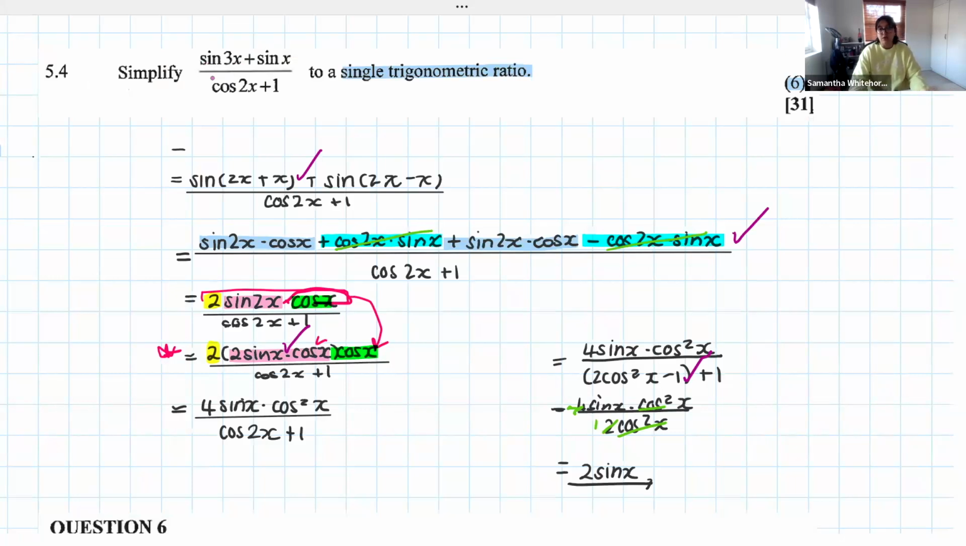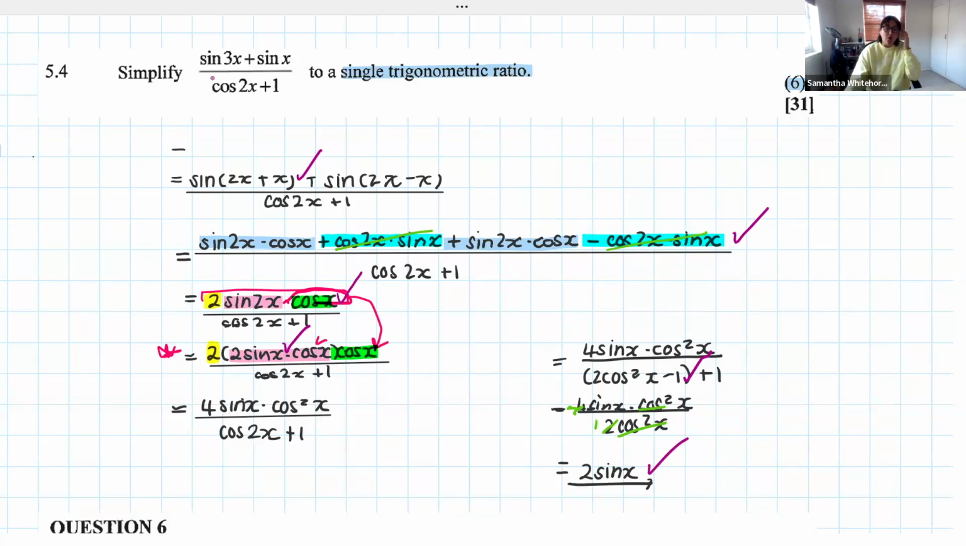Also, this is a 6-mark question. I'm just losing it a wee bit. So before the sine double angle would be simplifying to the 2 sine 2x cos x, then the sine double angle, and then the last mark is your answer mark.